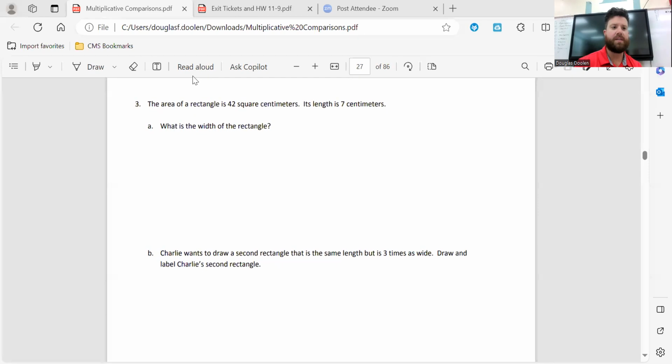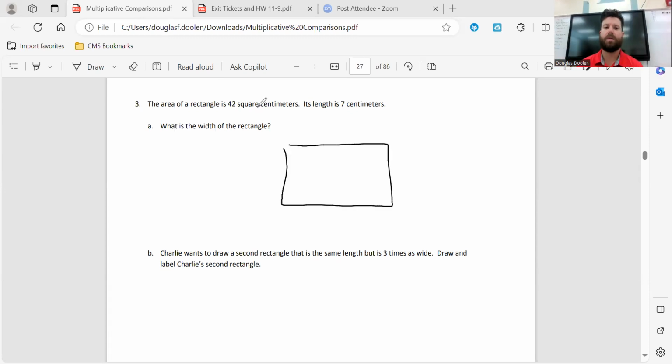I love it. So this is where our understanding of how words and numbers are working together is going to be huge. And again, we're going to switch over to these visuals because I think it's going to help a lot more people. Eventually, you're not going to need the visual, but for right now, let's do the visual so we understand what's going on. 3, the area of a rectangle is 42 square centimeters. Before we do anything else, let's just draw a rectangle.